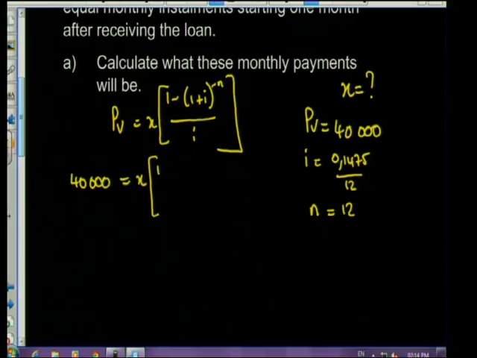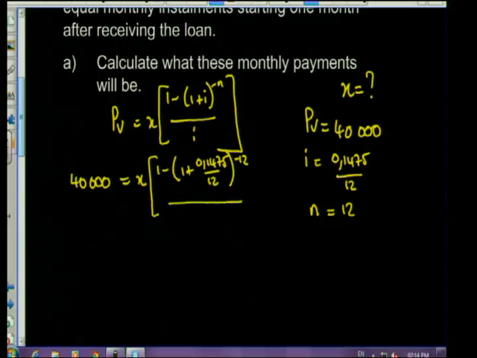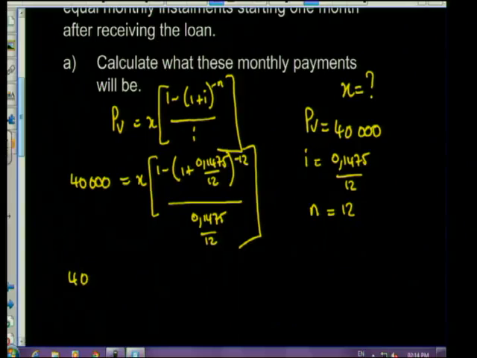So this is going to be 1 minus 1 plus the interest rate, 14.75, so it's 0.1475 all over 12. And that will be to the power of negative 12. And that is all over 0.1475 over 12. And then I'm going to type that into a calculator. Now look what I'm going to do to try and help me get to the answer. I'm not going to do too many steps at once, but I'm going to work out what is inside that bracket.